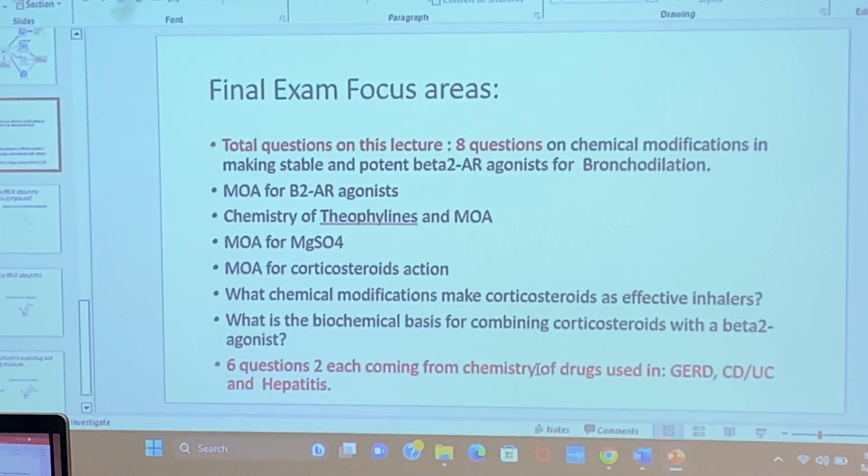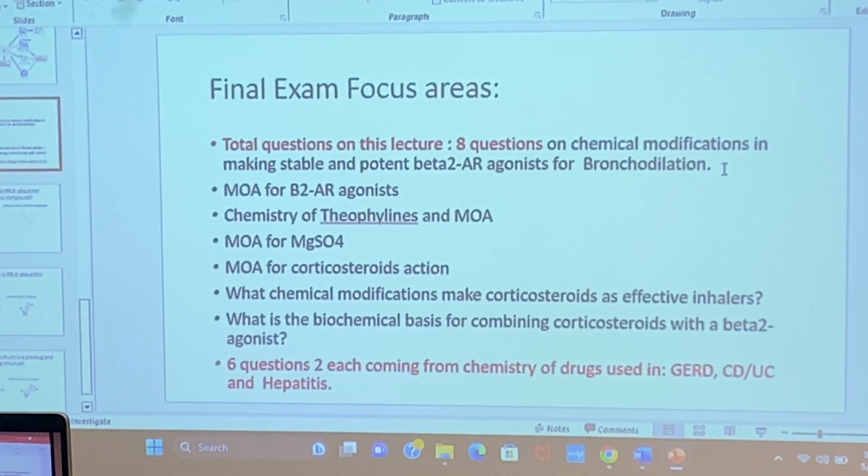So 2 questions each. Then I'll clear 8 questions on chemical modifications in making stable and potent beta-2-AR agonists for bronchodilation. Remember those chemical modifications we talked about? One, to block the COMT activity, the hydroxyl group masking, and to block the MAO activity by masking the NH2, the amine group in the molecule. So look into the MOA for beta-2-AR agonist. Chemistry of theophylline: theophylline is a xanthine, a methylated xanthine derivative.